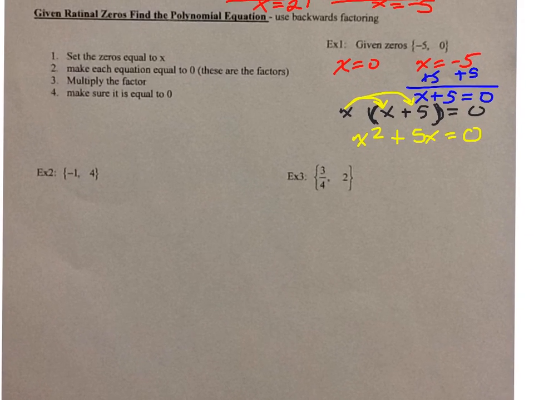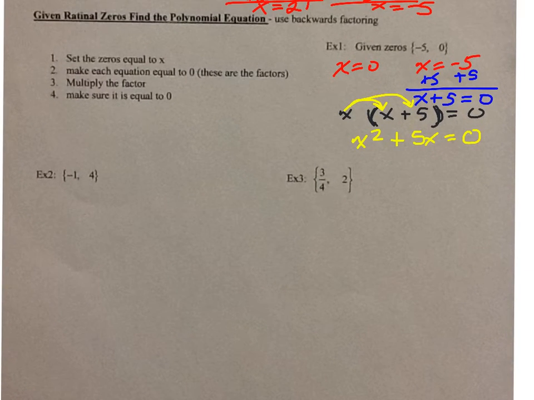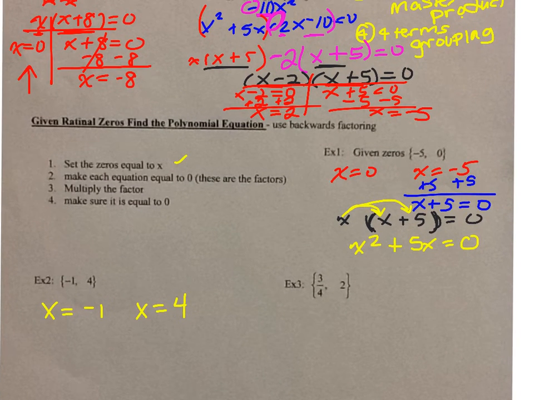Okay, so let's take a look at number 2. So my zeros are negative 1 and 4. All right, so I'm going to first start off by setting each one equal to x. Right, so that's the first step. So I have x equals negative 1 and x equals 4. Okay? So if you look at the try this, that's what I had for my last answer, right? They were equal to x.